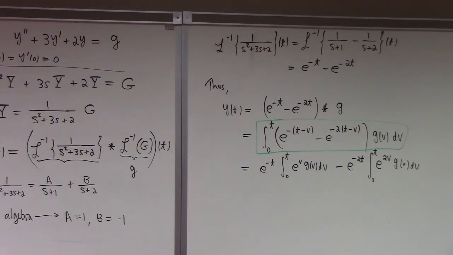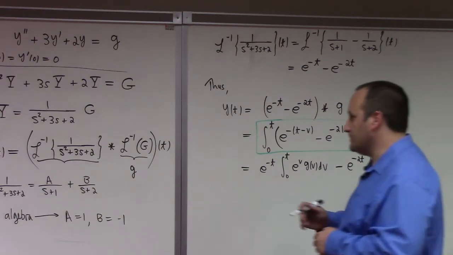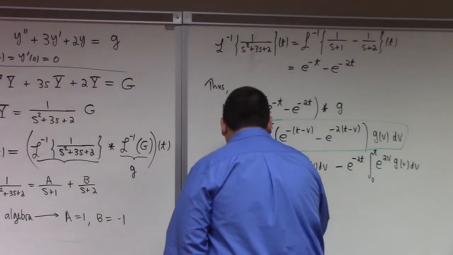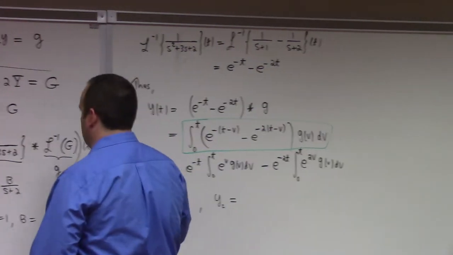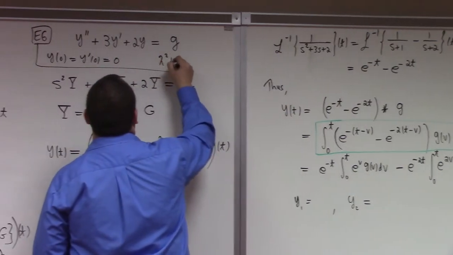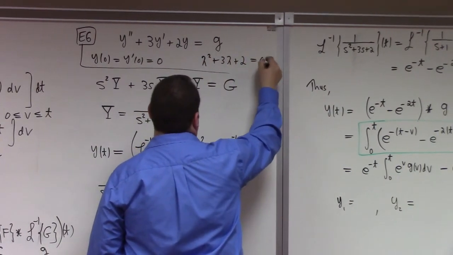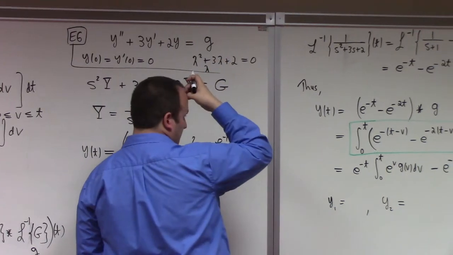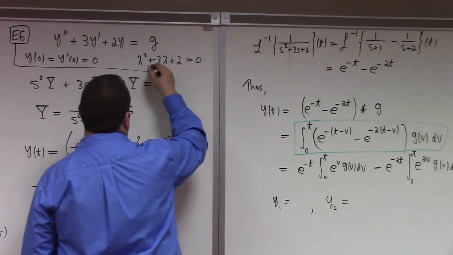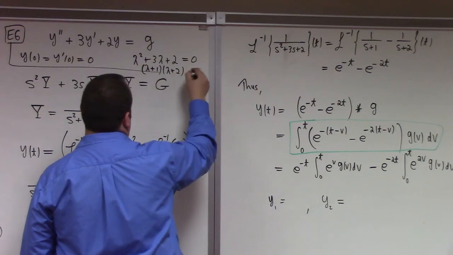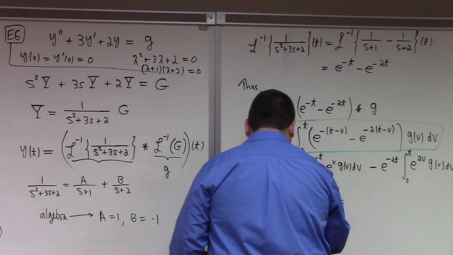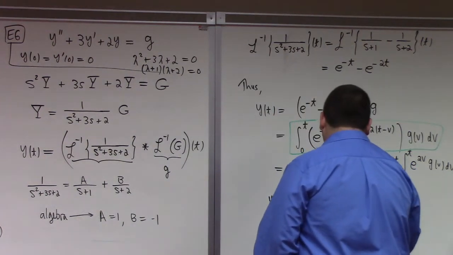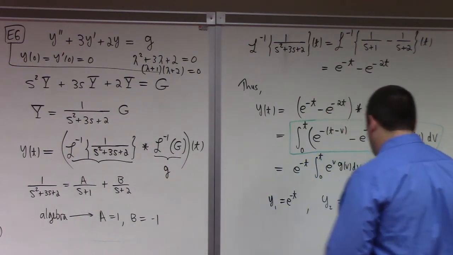So what I'm trying to see here is, can I see the variation of parameters formulas? What would variation of parameters look like here? We have to pick our y1 and y2. What would y1 be? What would y2 be? It's lambda squared plus 3 lambda plus 2 equal to 0. So I have lambda plus 1 times lambda plus 2. So I suggest that y1 would be e to the minus t, and y2 would be e to the minus 2t, right? What's the Wronskian?